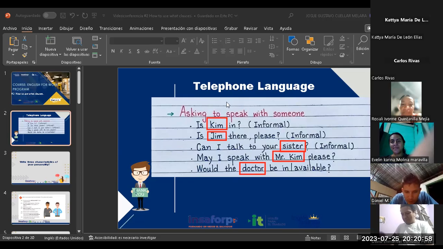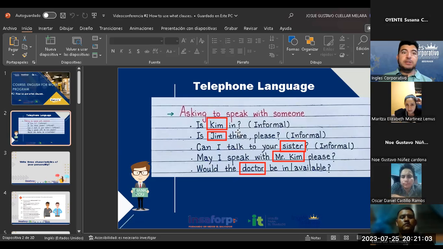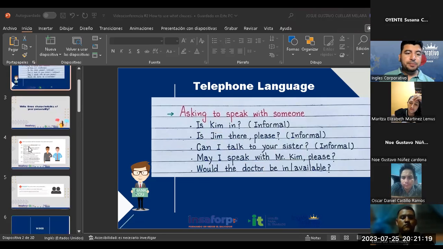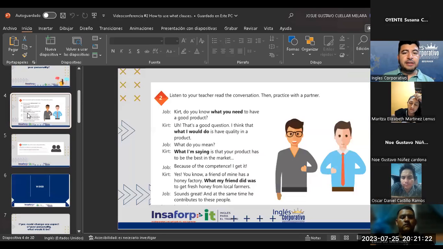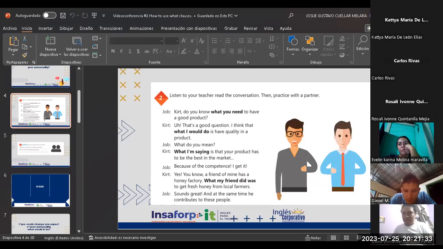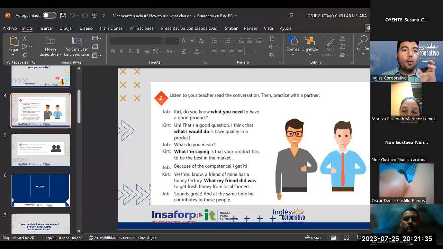Yeah, thank you. So if you notice, here we have different forms when you ask to speak with someone, cuando llamas, quieres hablar con alguien. These are some different forms which you can use, okay? When you are talking, and these are like formal or informal, okay? Well, here we have this. And here we have a conversation between Joe and Kurt. But there are some bold phrases, unas frases que están en negrita, y este es el tema de ahora. This is the topic. What clauses?